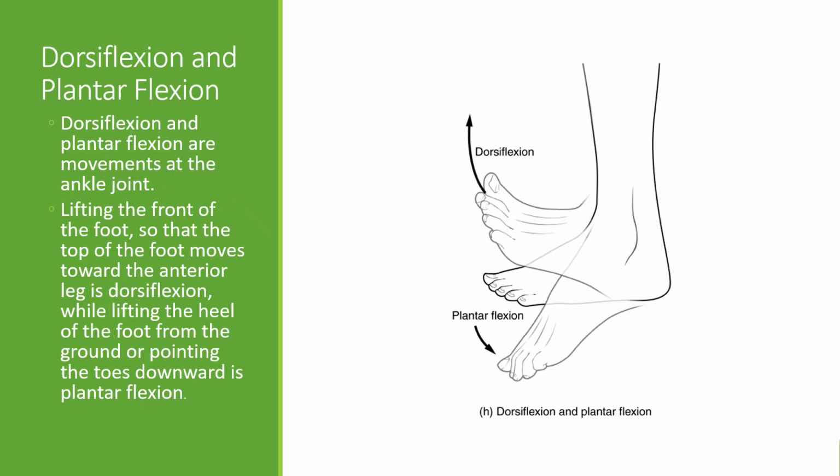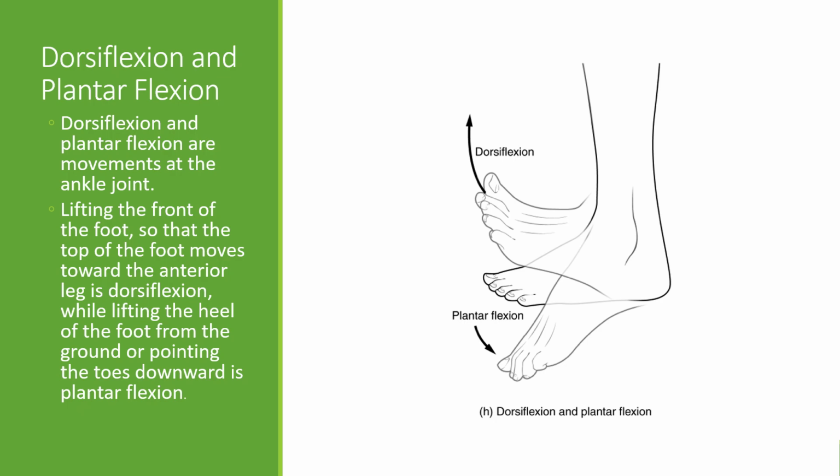Dorsiflexion and plantar flexion, these are describing movements at the ankle joint. So dorsiflexion is when you bring your toes up. So dorsal is the top of your foot. Flexion means you're decreasing the angle between the top of your foot and your lower leg bone, your tibia. It's like if you're going to walk on your heels.